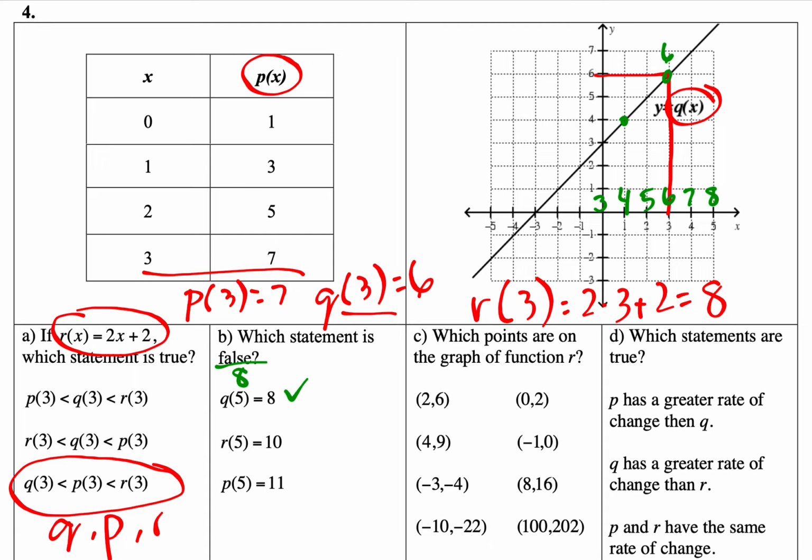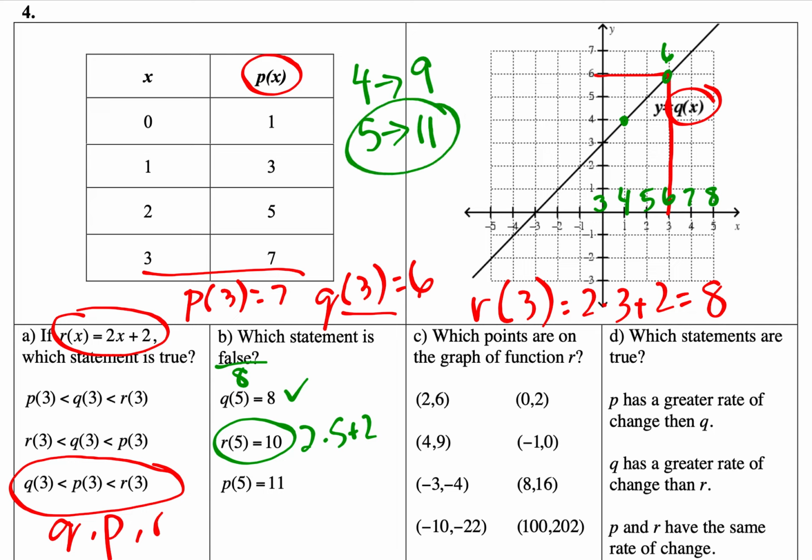R of 5 is 10. That's 2 times 5 plus 2. That's 10 plus 2, which is 12. That one's actually false. Let's check the last one real quick. P of 5 is 11. If we keep this pattern going, 0, 1, 2, 3, the next will be 4, and the one after that will be 5. Now 1, 3, 5, 7 on the output, so it'll go 9, then 11. So 5 does go to 11, that's true. So the one that's false is R of 5 equaling 10.